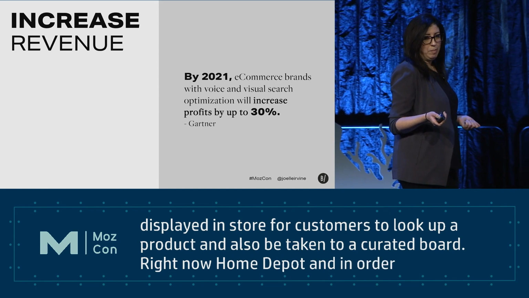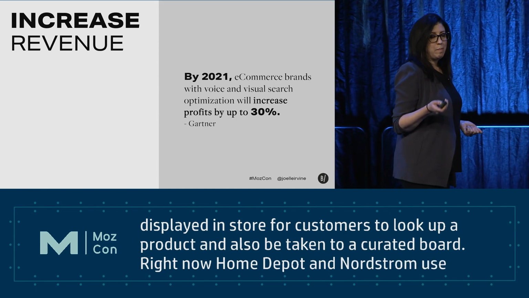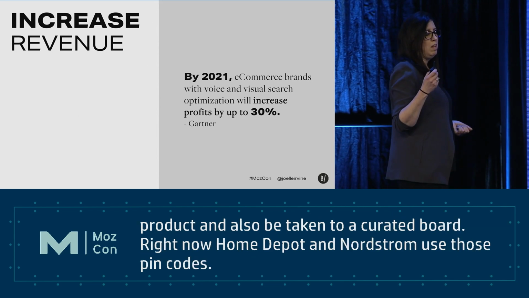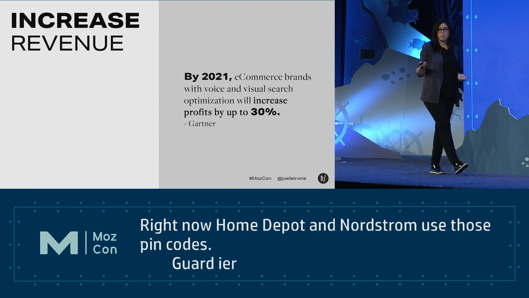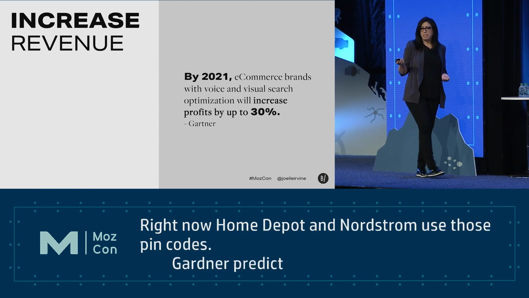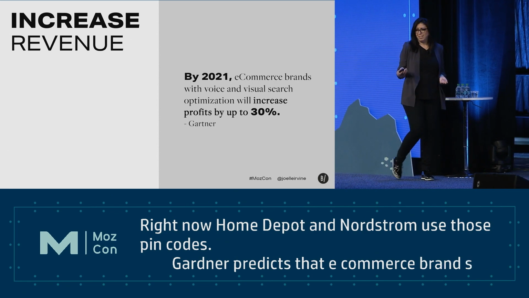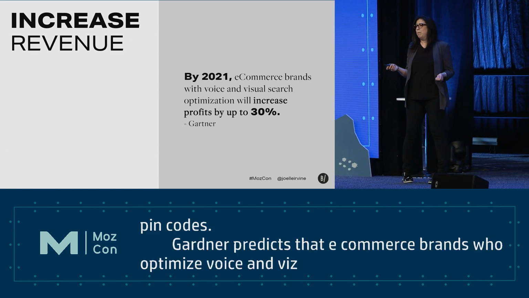And increased revenue. Gartner predicts that by 2021, e-commerce brands who optimize for voice and search have potential to increase profits by 30%. That's pretty cool, but it is a prediction.